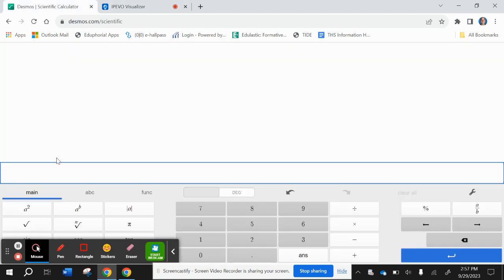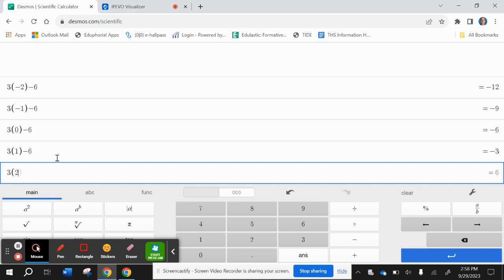So to do that, we're going to do 3(-2) minus 6. It's going to be 3(-1) minus 6, 3(0) minus 6, 3(1) minus 6, 3(2) minus 6. All right.